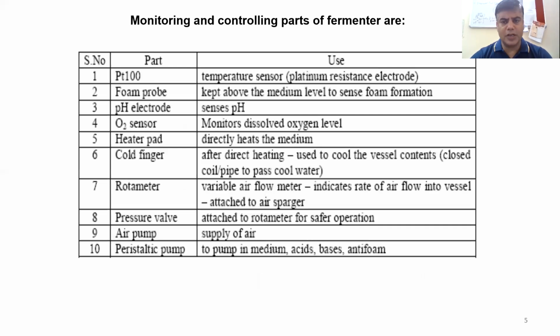Several monitoring and control parts of fermenters are used: foam probe, pH electrode, temperature control, oxygen sensor, heater pad, cold finger, rotameter, pressure valve, air pump, peristaltic pump. So these are the control systems of the fermenter.